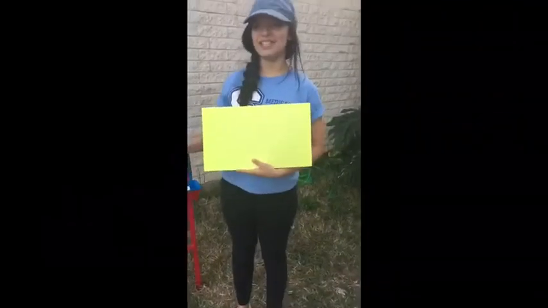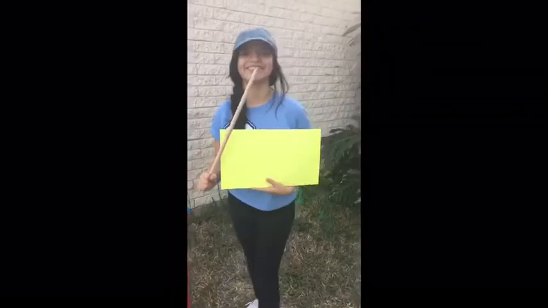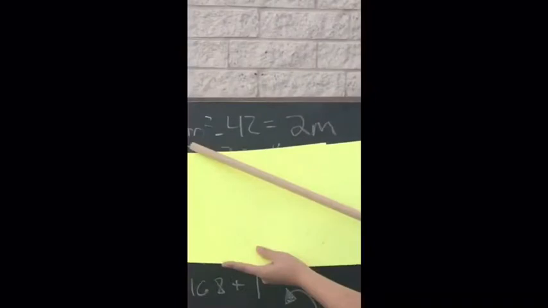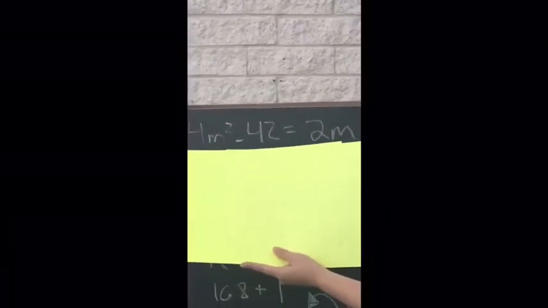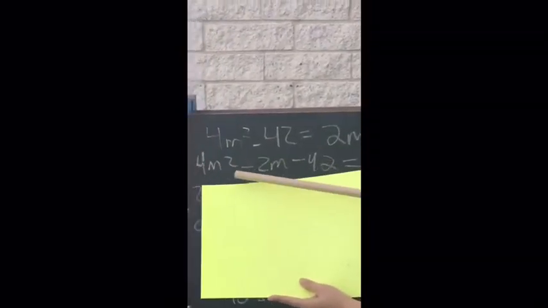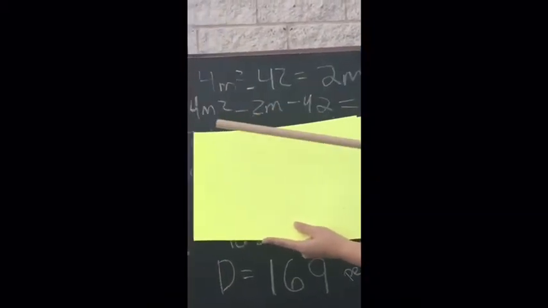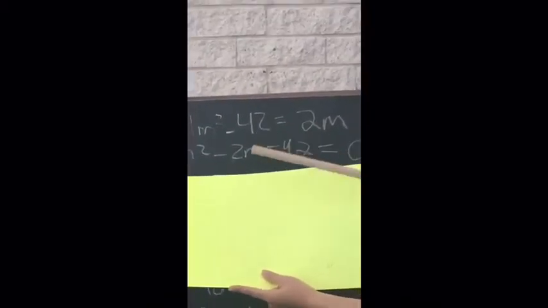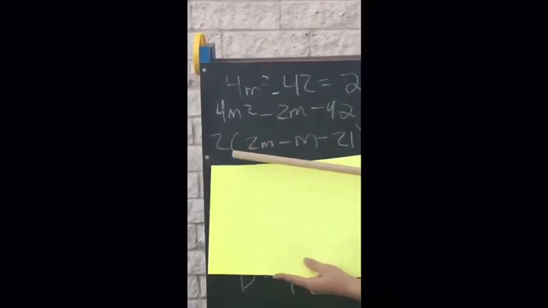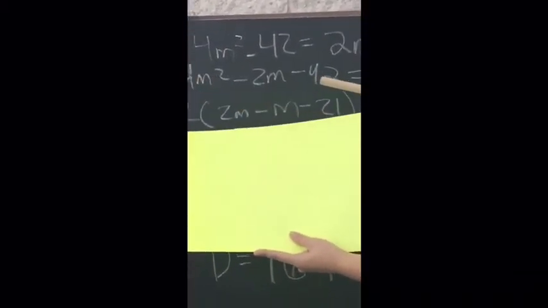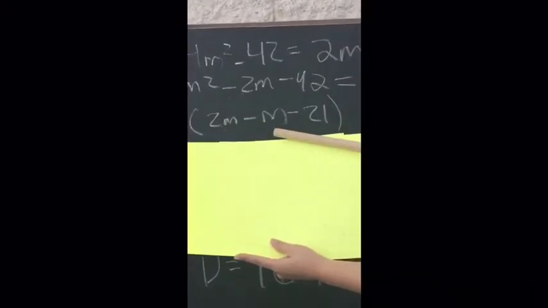Hi, I'm Marina, and I will be explaining how to find the solutions of a rational number. Okay, so 4m squared minus 42 equals 2m. So then you have to put it in order for it to equal 0. And you move the 2m in between the 4m squared and the negative 42, and it turns into a negative. So it's 4m squared minus 2m minus 42 equals 0.